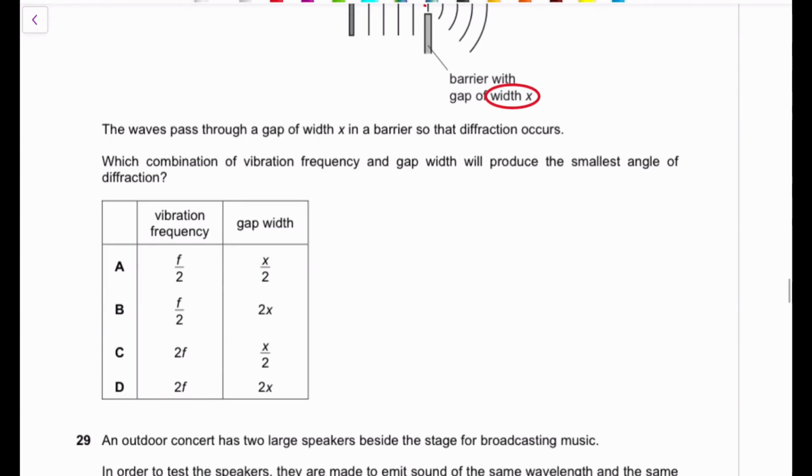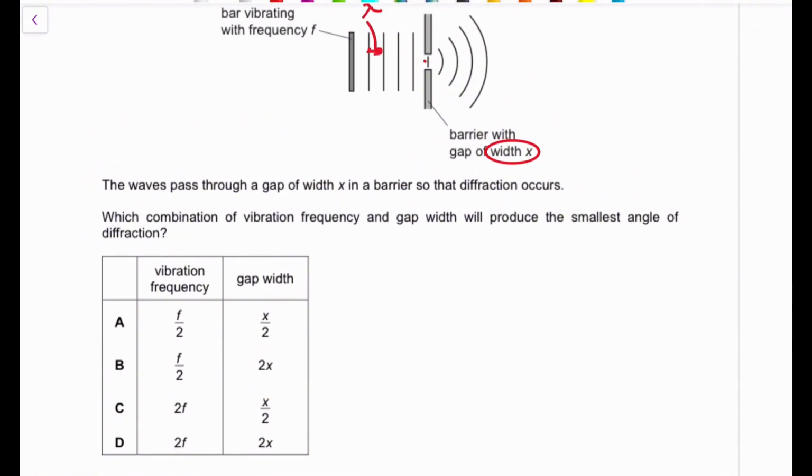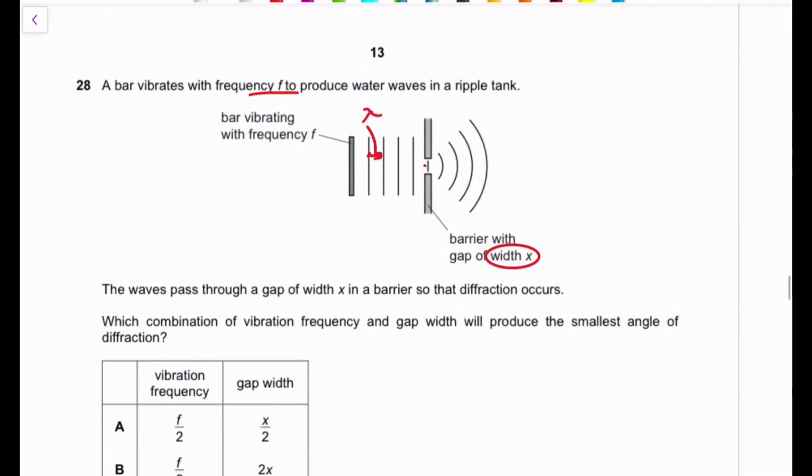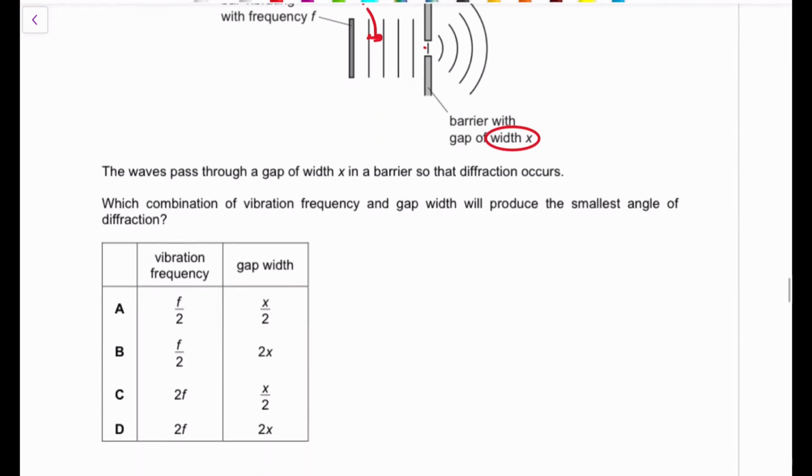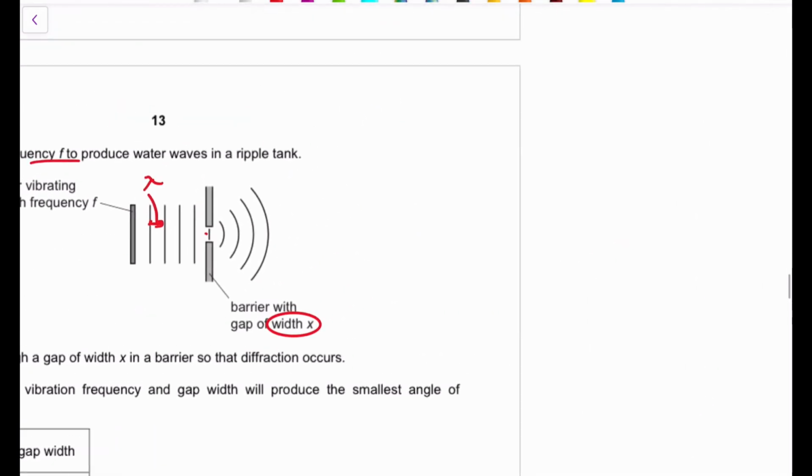So, which combination of vibration frequency will produce the smallest angle of diffraction? How does the smallest angle of diffraction happen? Basically, the smallest angle of diffraction happens when the gap width is so big, but the wavelength is so small, right? So we have three scenarios, basically.